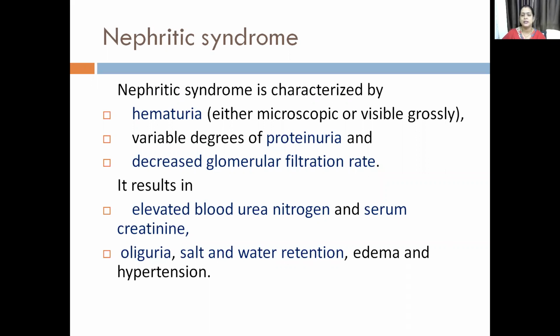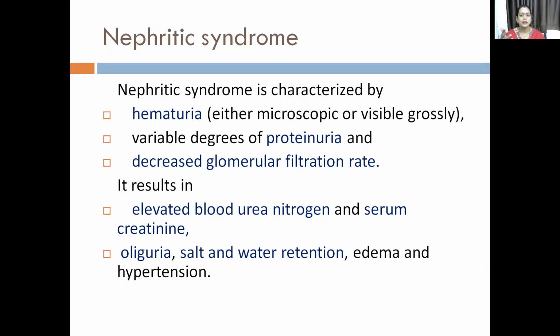So nephritic syndrome is characterized by hematuria. Either you can see the collected urine as red or pink color if there is hemoglobin, or red color if there are multiple RBCs, then it can be visible grossly or you can see it under the microscope, right? Variable degrees of proteinuria, but not in the nephrotic range, that is not more than 3.5 grams per 24 hours, but more than 150 milligrams per 24 hours. Remember that. And decreased glomerular filtration rate. Obviously GFR gets decreased.